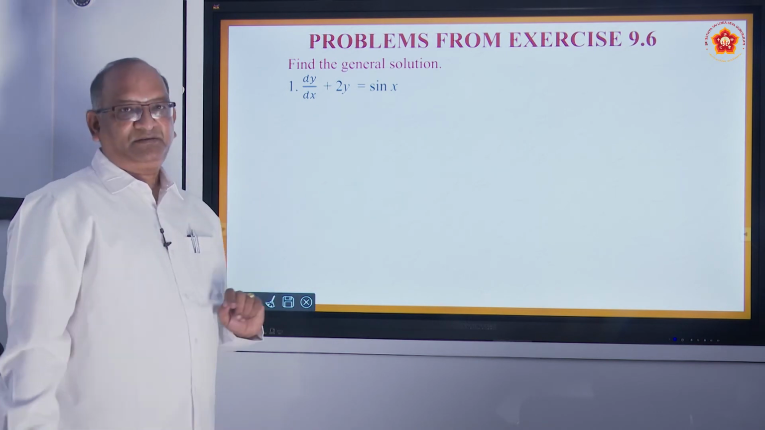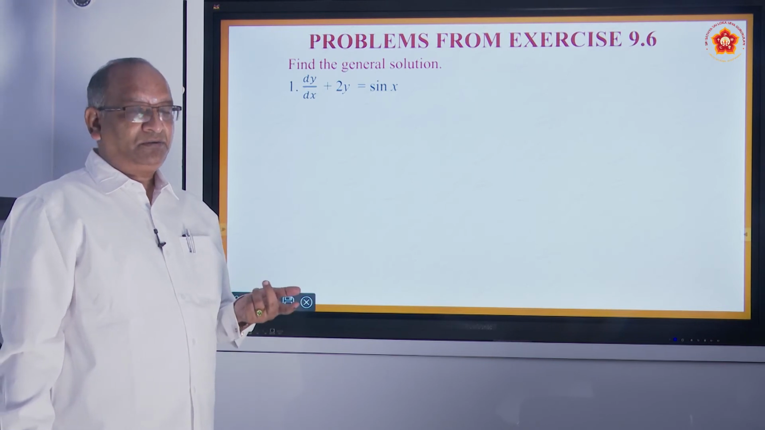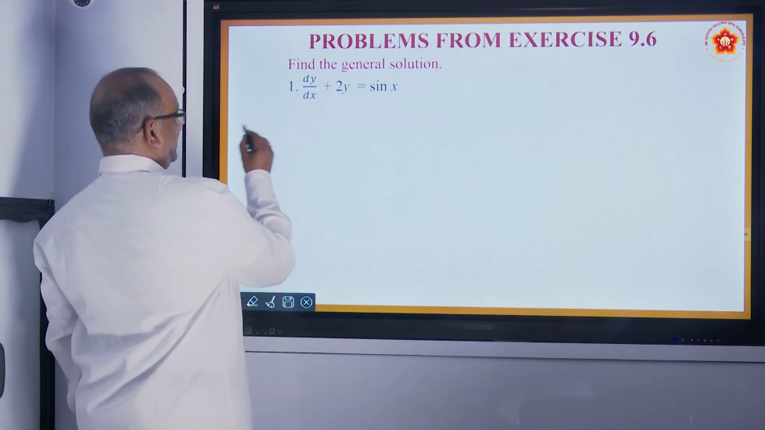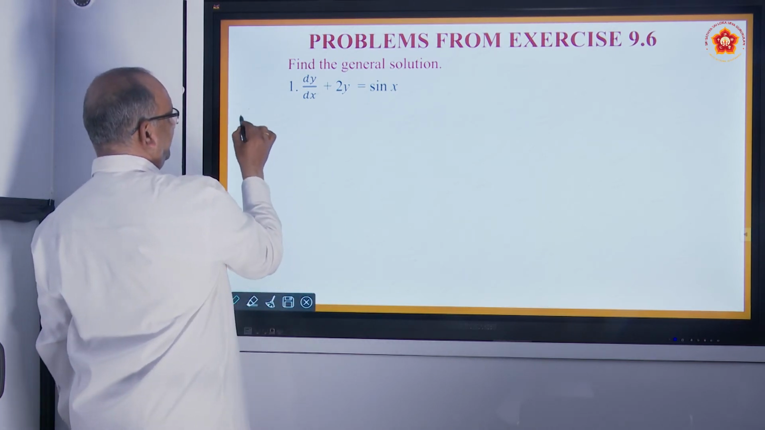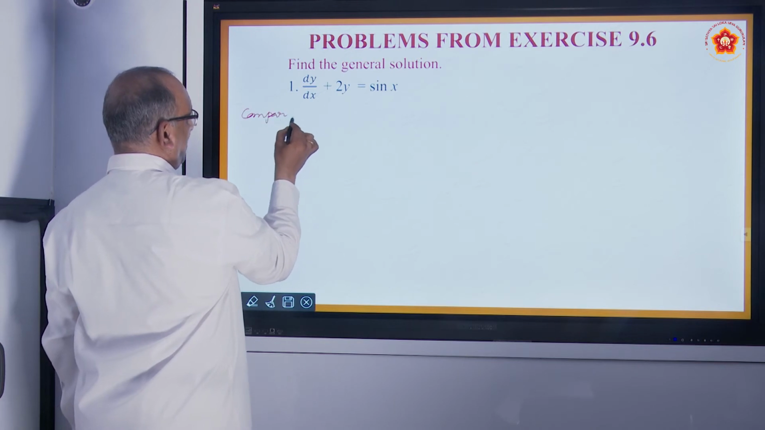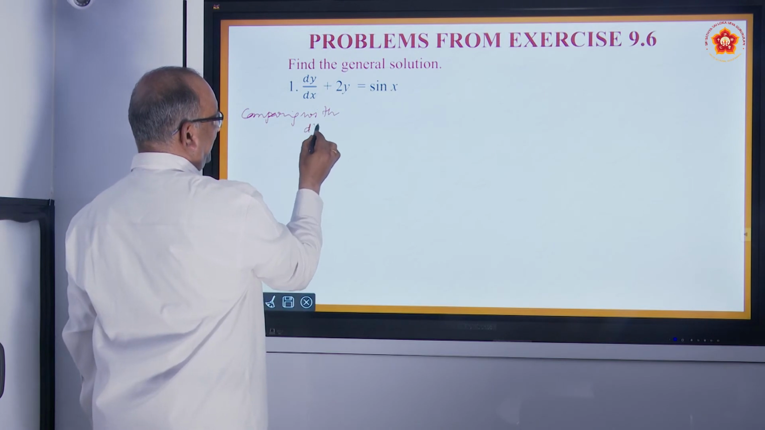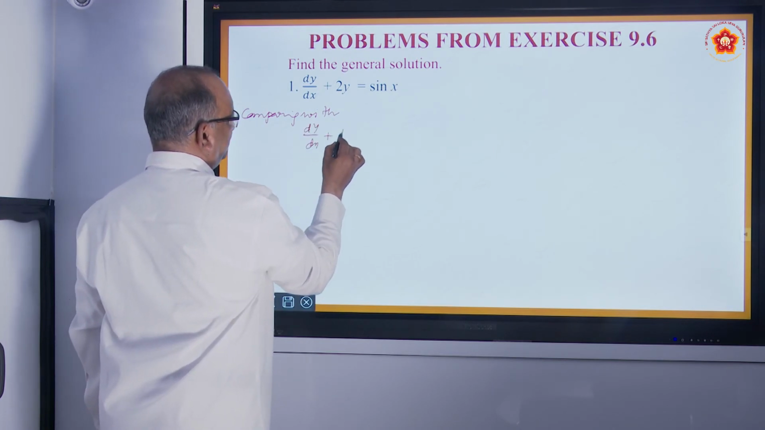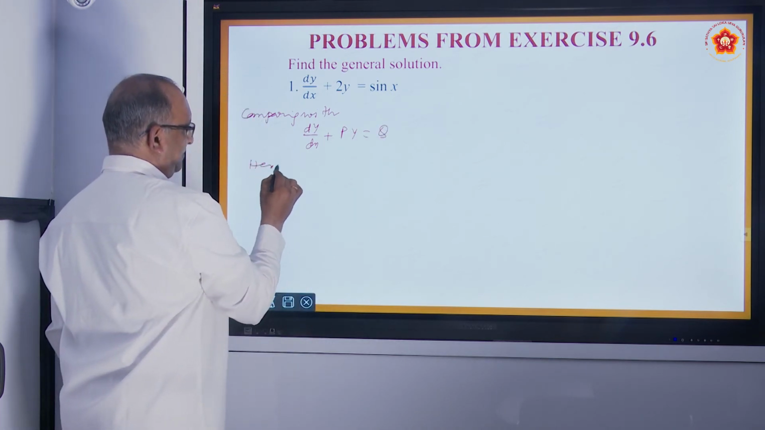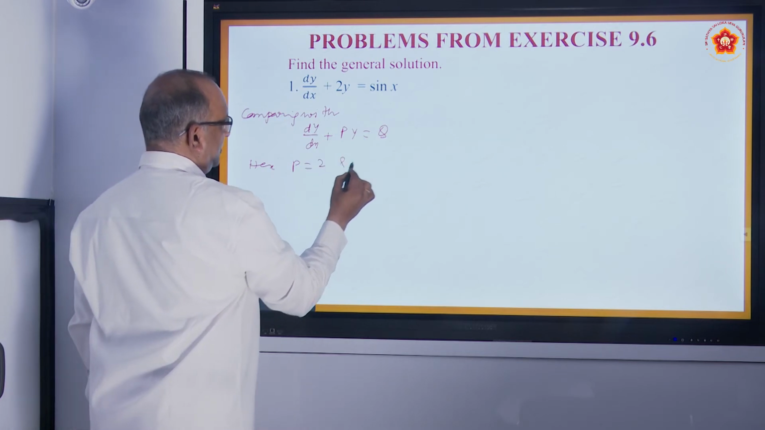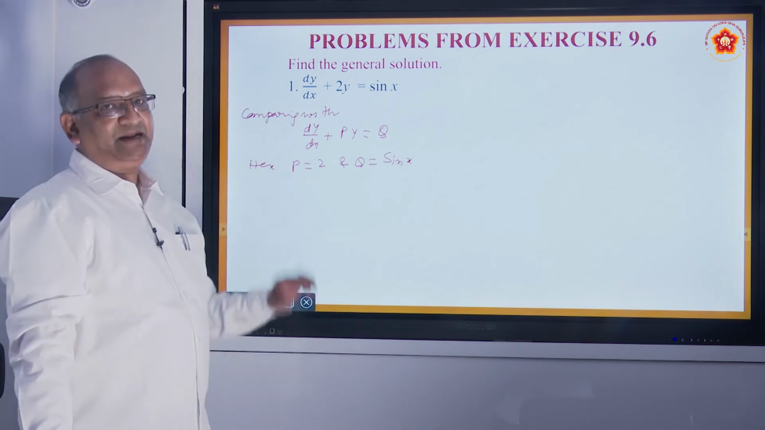This is the equation. So, the question is, is it a linear differential equation? How will you know? By comparing with the standard equation. What is the standard equation? dy by dx plus Py equal to Q. Here in our problem, P is equal to 2 and Q is equal to sin x. So it is a linear equation.